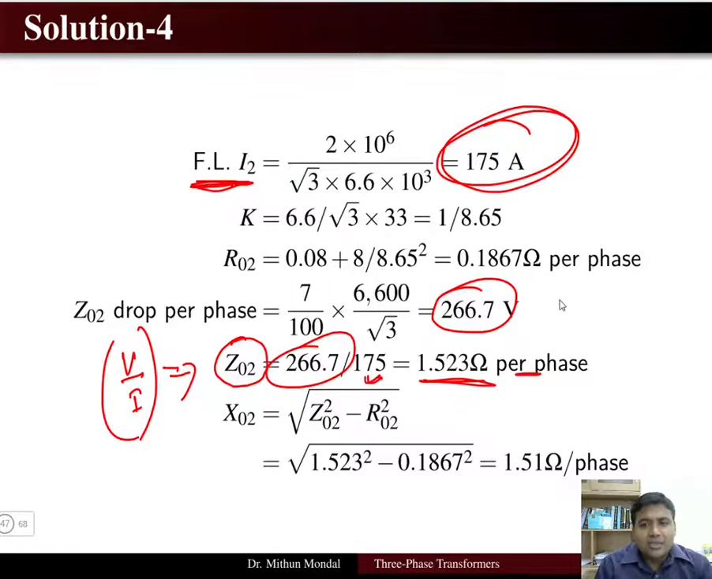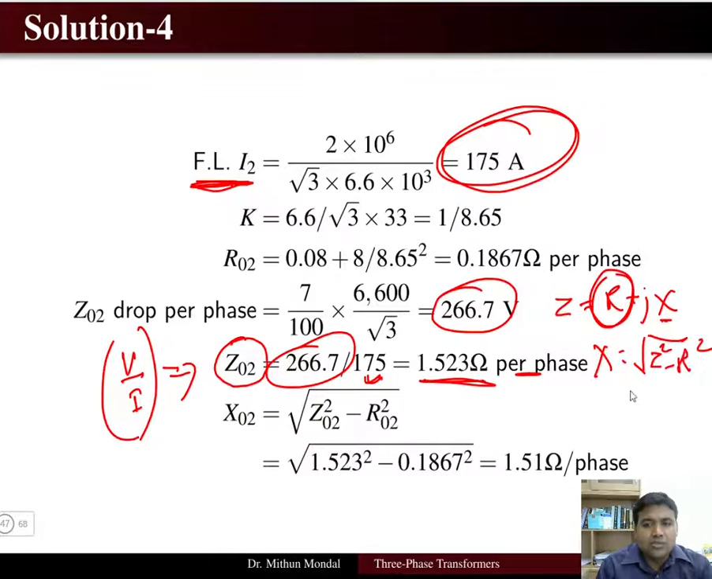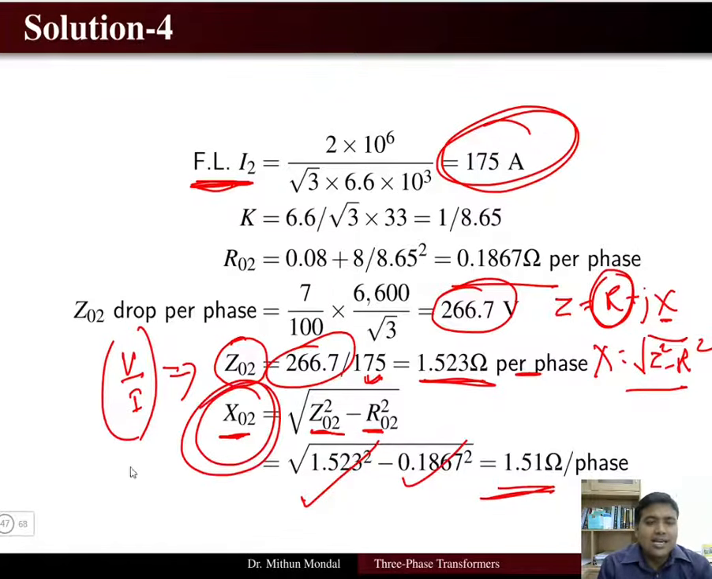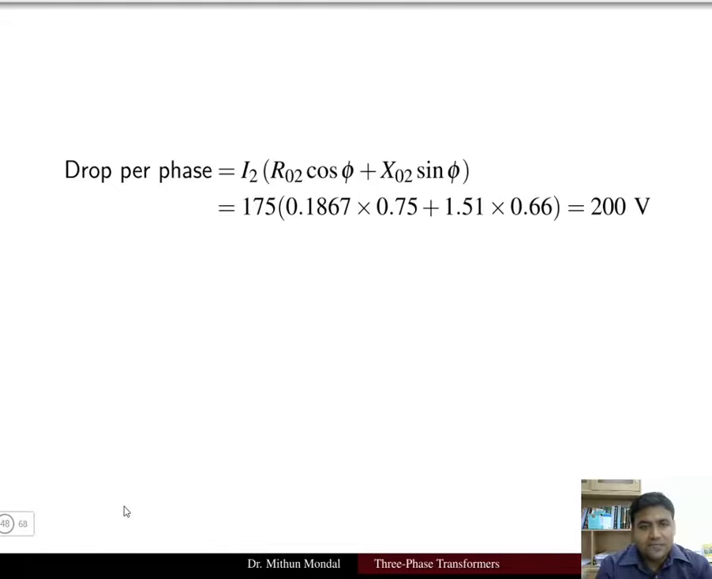Now we know that Z is equal to R plus jX. So R is known to us, X is not known to us. So X is basically the square root of Z square minus R square. So Z02 square minus R02 square will give you the net reactance on the secondary side. So Z02 you have calculated as 1.523, squared, and R02 is calculated as 0.867, squared. So it gives 1.51 ohm per phase as the total reactance of the machine on the secondary side.